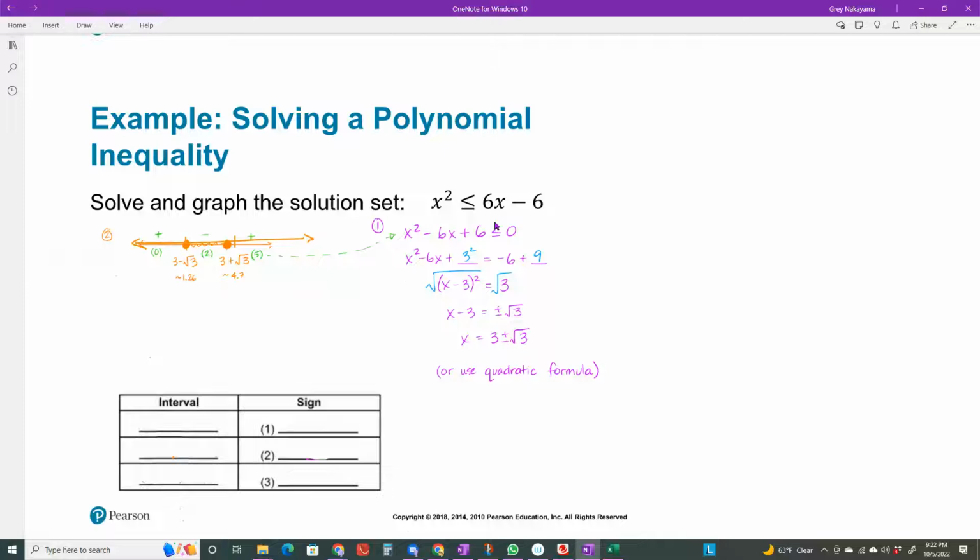So these are my regions. Okay, what am I looking for? Back over here, I want those values that are less than or equal to 0. So my intervals, the reason you can't have these decimals here, is that you have to give the intervals in the exact number. So when I write my intervals down here, I have to write negative infinity to 3 minus the square root of 3, and then 3 minus the square root of 3 to 3 plus the square root of 3, and then 3 plus the square root of 3 to infinity.